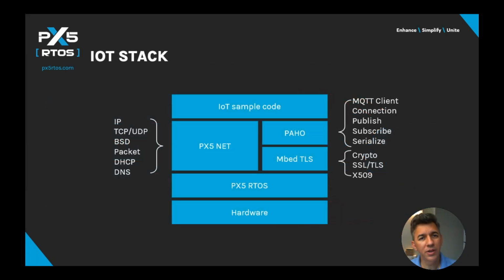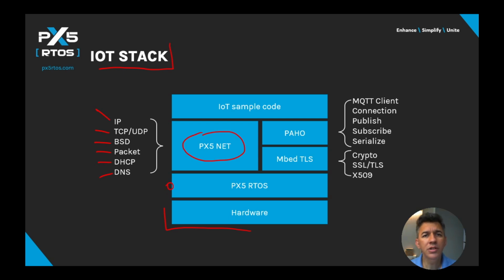Now let's take a look at the IoT stack necessary to make this example work. It all starts here at the bottom with the hardware. In this case, it will be an STM32 based microcontroller. On top of this, we have PX5 RTOS, and then the PX5 NET TCP/IP stack, which provides, well, IP, TCP, UDP, BSD socket API, packet management, DHCP and DNS, among other services.